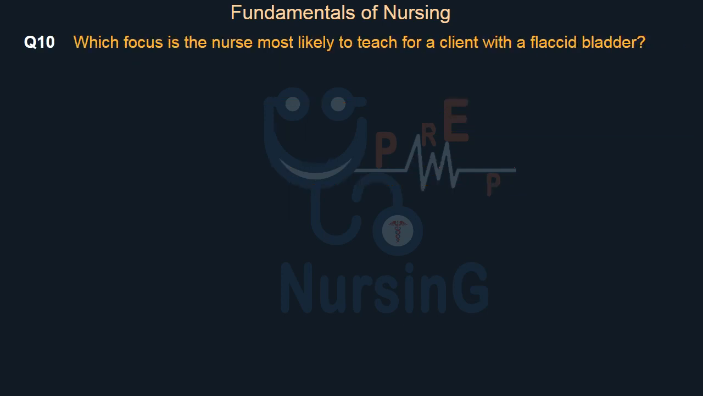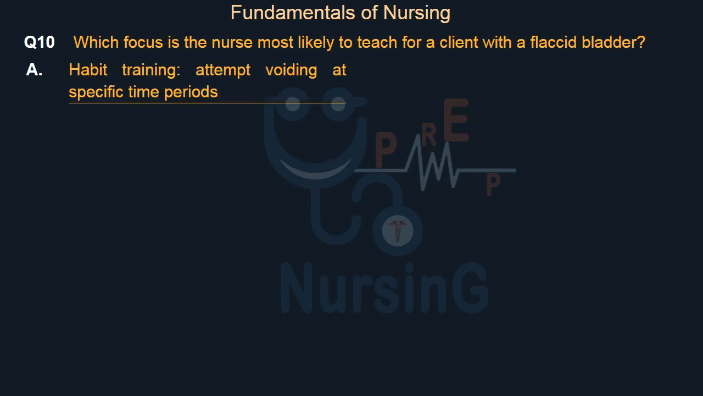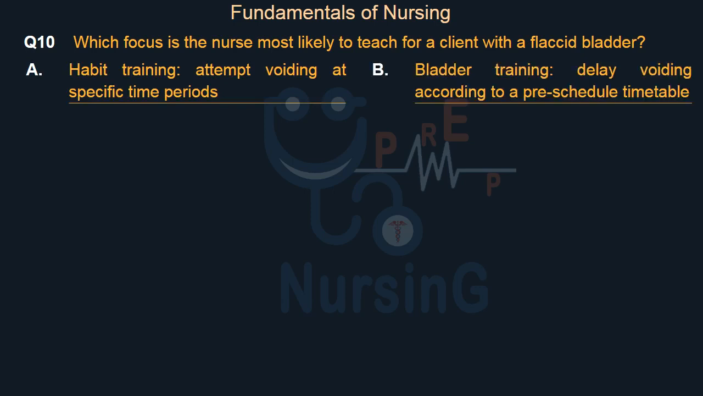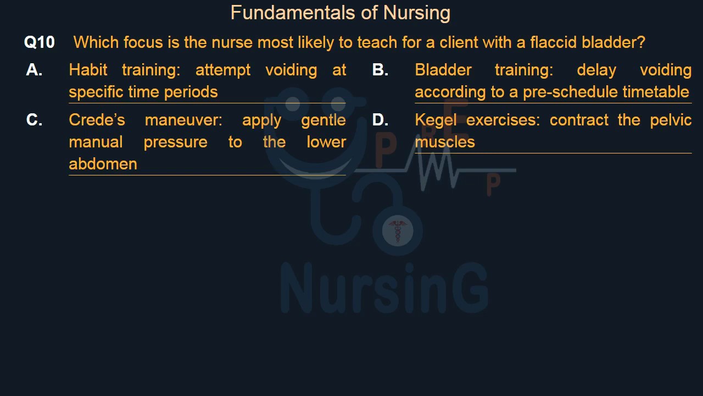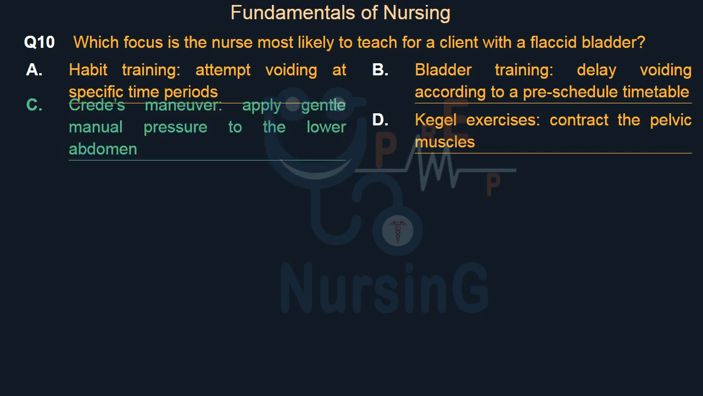Question 3. Which focus is the nurse most likely to teach for a client with a flaccid bladder? Option A. Habit training, attempt voiding at specific time periods. Option B. Bladder training, delay voiding according to a pre-scheduled timetable. Option C. Credé's maneuver, apply gentle manual pressure to the lower abdomen. Option D. Kegel exercises, contract the pelvic muscles. Right answer is Option C.